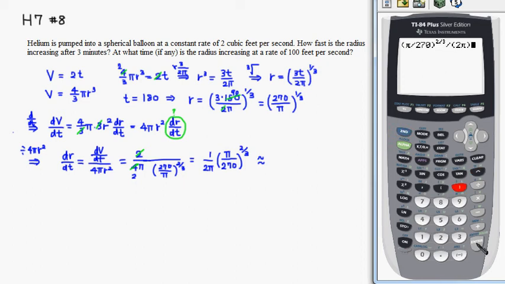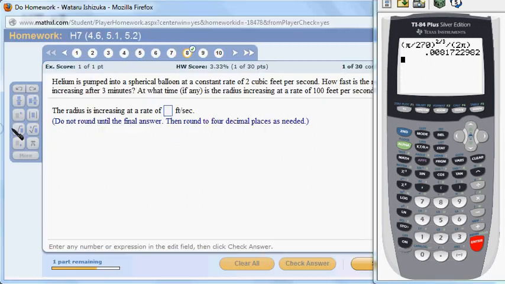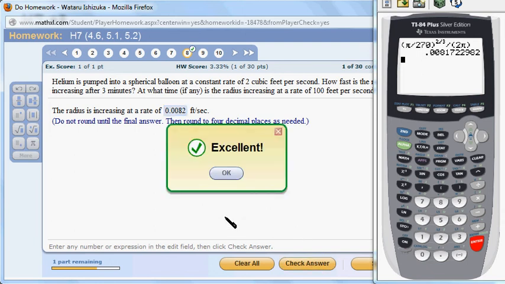Alright, so let's compute that number. It came out to be 0.00817. We want to round to 4 decimal places, so let's type it in. It's going to be 0.008, and 17 rounds up, so it's going to be 82. Alright, so let's check the answer. Alright, so we got that.